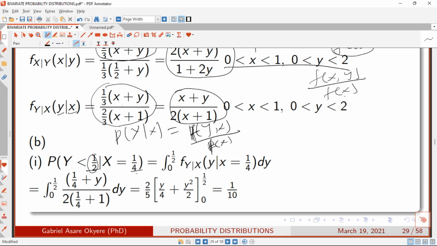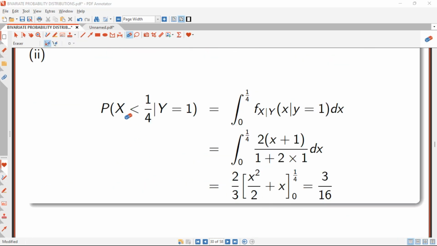And then if you do the integration very well, we're going to get 2 over 5 bracket open of y divided by 4 plus y squared divided by 2 on the limit of 0 to half, and our final answer will give us 1 over 10. That will be our final answer, 1 over 10.